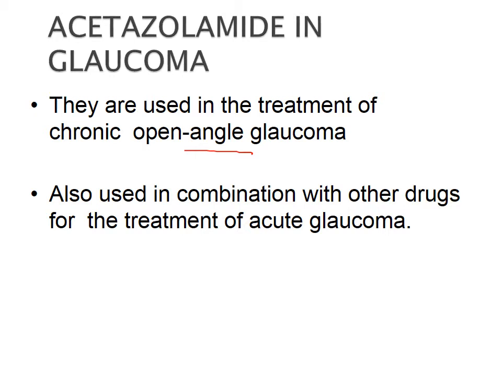If you know a little physiology about glaucoma, the fluid is reabsorbed or secreted through tiny channels in the eye. Whenever the angle of the channels is blocked for certain reasons, pressure builds up in the eye, and that condition is known as glaucoma, due to the increased intraocular pressure caused by an obstruction or narrowing of that angle. They are used in combination with other drugs for the treatment of acute glaucoma.